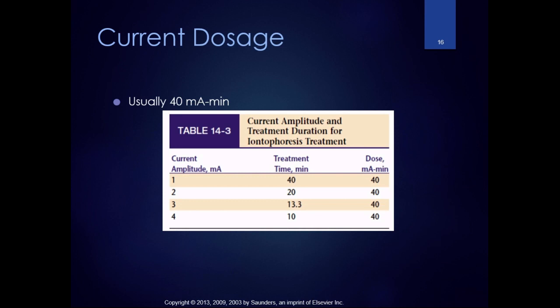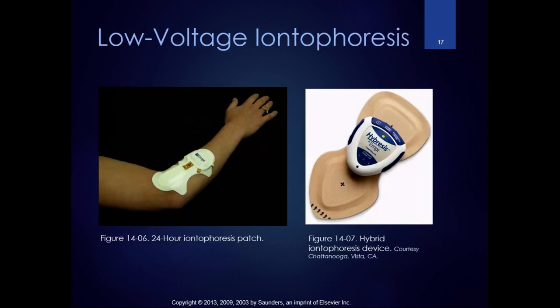The other way that iontophoresis is delivered is low voltage iontophoresis, and it's actually like a little Band-Aid that has a battery built into it. That's what it looks like. It looks like a big Band-Aid, the 24-hour Ionto patch, and that is generally what we use at our clinic.